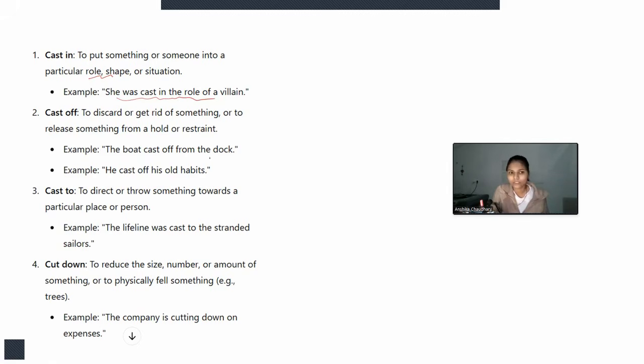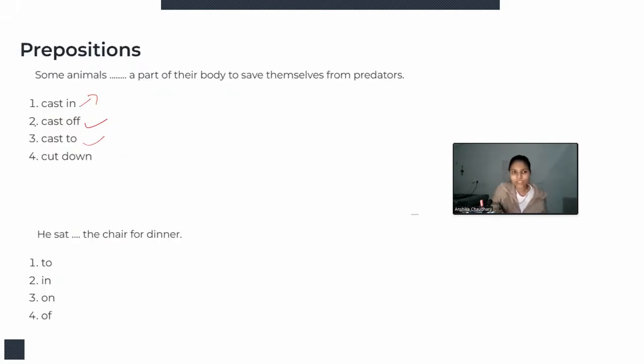Cast off, to get rid of something. Cast to, to direct or throw something towards a particular place or person. The lifeline was cast to stranded sailors. Then cut down, to reduce the size, number, or amount of something. So that's the meaning of all these. So here cast off will be the correct answer. I hope it is clear to you. Let's move on to the next.